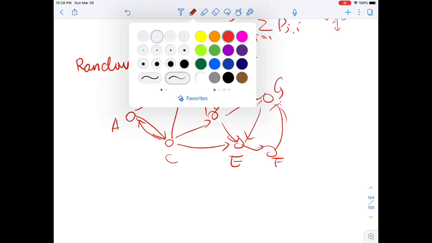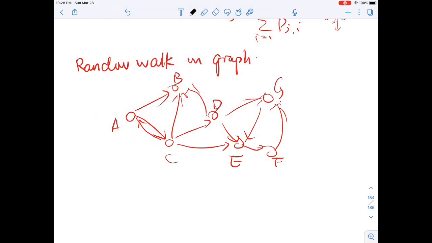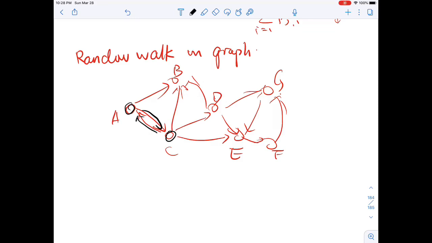So in general, it's a directed graph. For instance, look at A and C. There are actually two edges: one is moving from A to C, and the other one is moving from C to A. Right. So our definition of a random walk on this kind of graph is pretty straightforward.